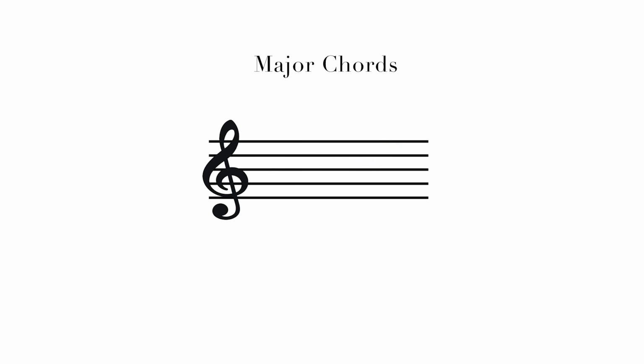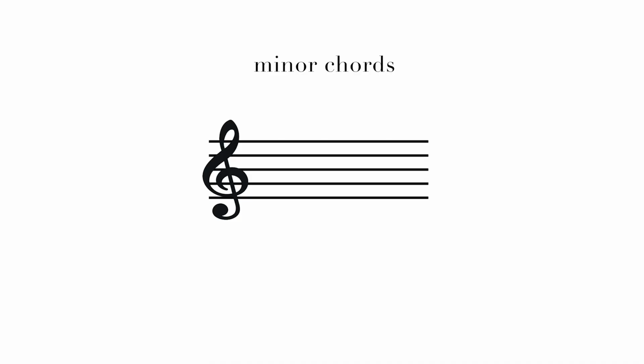So just for fun, let's build an E sharp major chord. We'll start on E sharp and go up a major third, which gives us G double sharp. And then from E sharp, we'll go up a perfect fifth, which gives us B sharp. Now, that may not be practical, but it just goes to show you the pattern works for literally any major chord. Now, let's look at the minor triad.